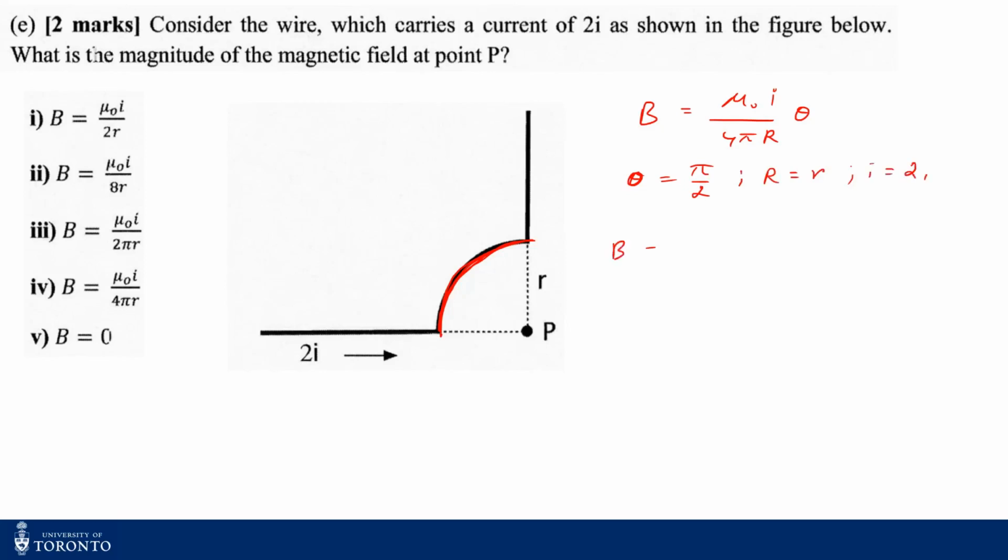So once you plug in the values, you should get mu naught I by 4 r, right? Also in this case, you see there is a typo error. I guess the correct option is not given here, but that should be the value that we'll be getting.